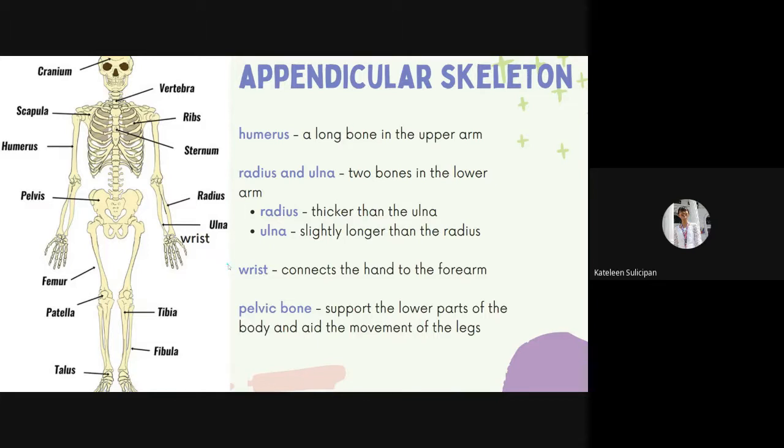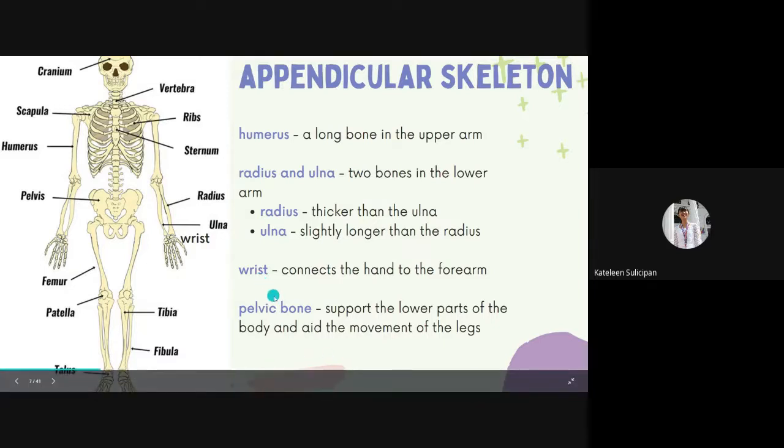Yung function ng humerus natin, or the definitions are, yung humerus natin is a long bone in the upper arm, while the radius and ulna are two bones in the lower arm. Yung radius is thicker than the ulna, and yung ulna is slightly longer than the radius. So yung radius is mas makapal, while yung ulna naman is mas mahaba.